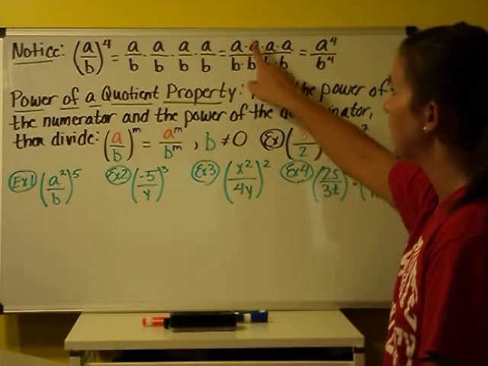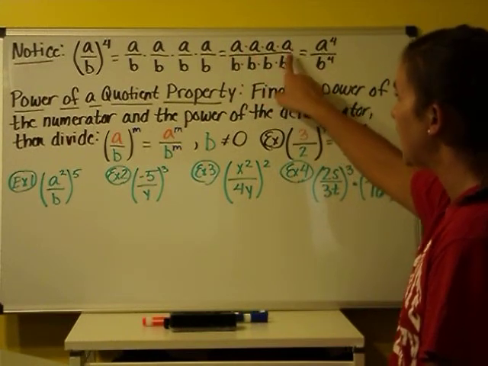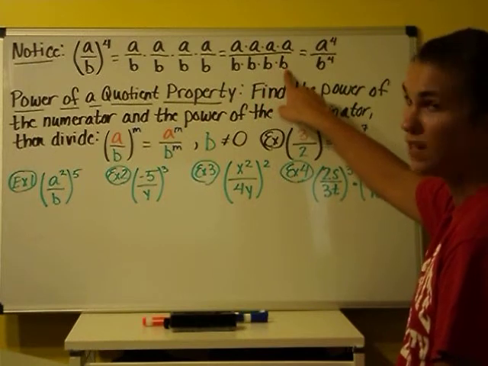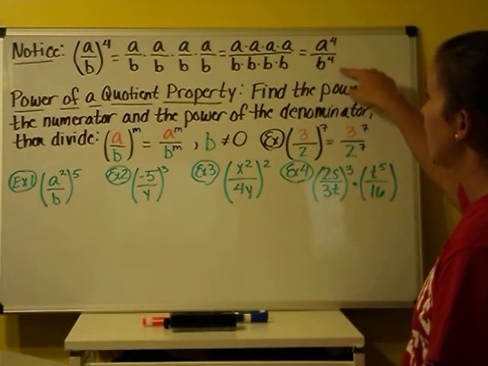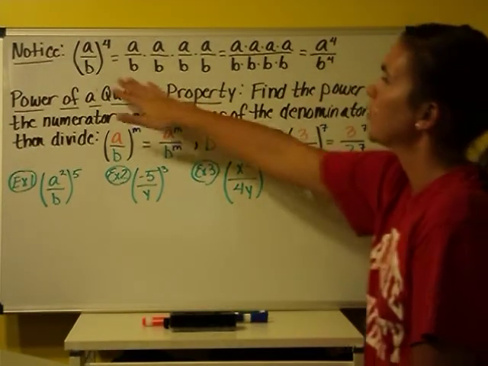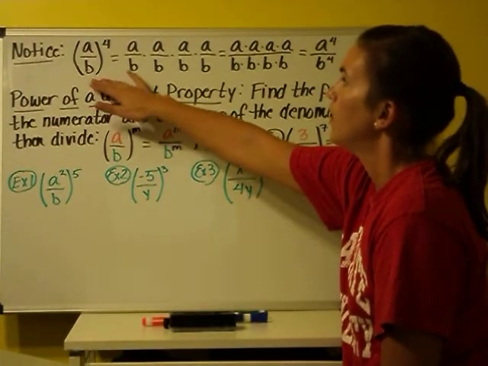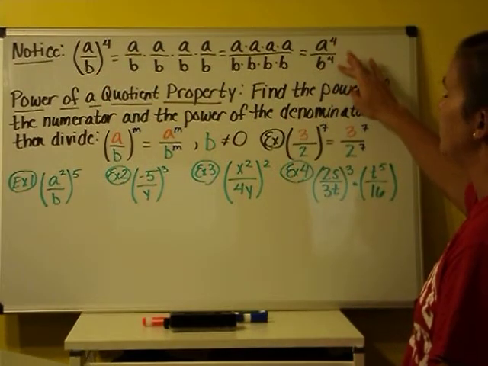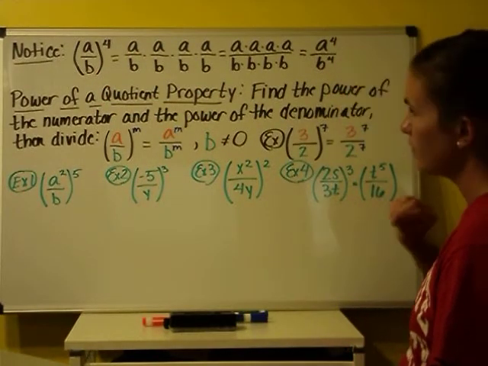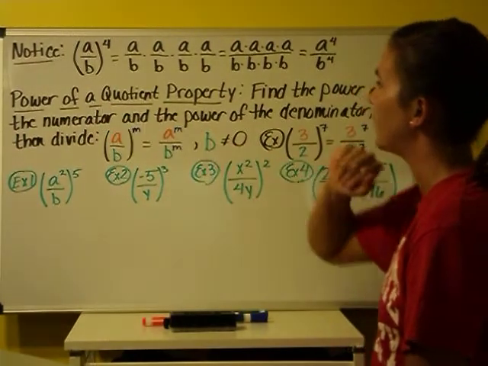So we're going to have a times a times a times a divided by b times b times b times b. Which, a times a times a times a is a to the fourth, and in our denominator we have b to the fourth. So notice what we started with, a divided by b to the fourth becomes a to the fourth divided by b to the fourth. Okay? This is called our power of a quotient property.